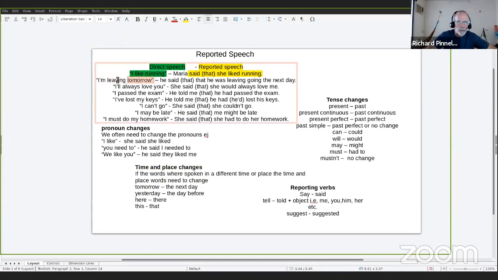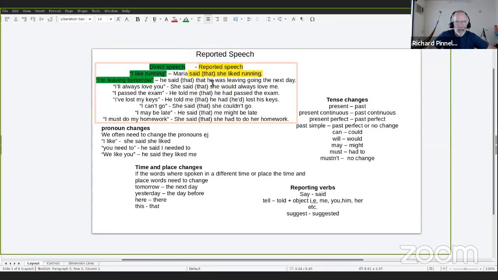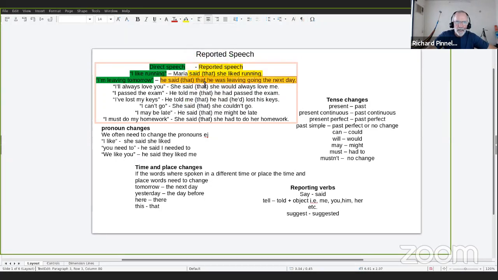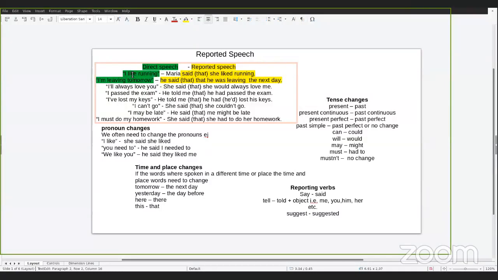Example number 2, direct speech. I'm leaving tomorrow. And the reported speech is, he said that he was going, this is actually wrong, I'll correct that in a minute, hold on. The reported speech is, he said that he was leaving the next day. This going is wrong, it shouldn't be there. He said that he was leaving the next day. So again, we can see that we need to make some changes. This particular one, the first one, I like running, is in the present simple.